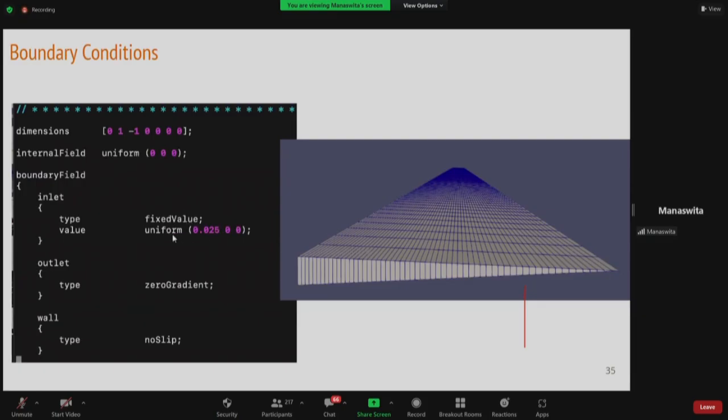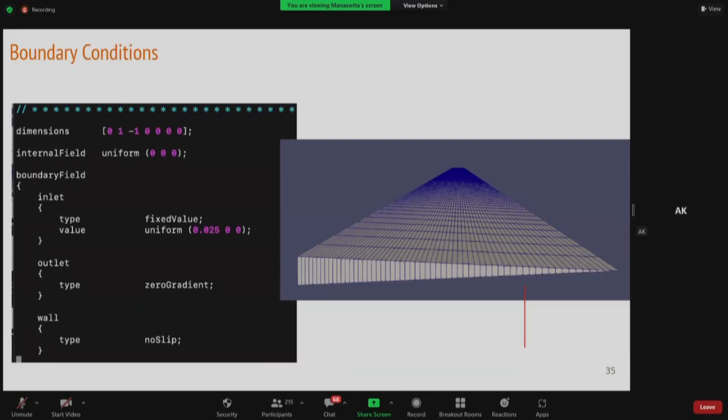Uniform boundary, uniform velocity at the inlet, and zero gradient, that is fully developed condition at the outlet. We did not use a pressure condition. Pressure will get adjusted, and no slip at the wall. Those are the boundary conditions we used. You can use a pressure outlet if you are unsure of its fully developedness, but we did not use a pressure outlet condition there.